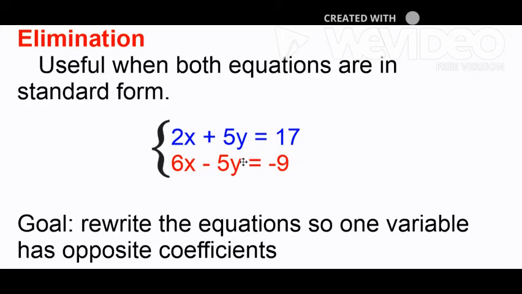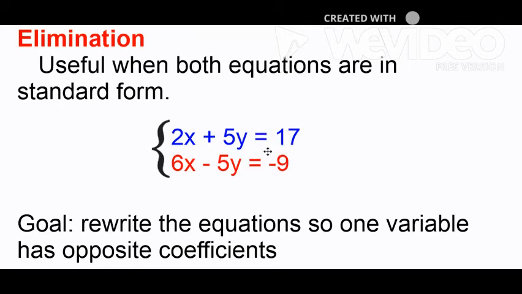Now, using substitution would be a huge pain because I don't have x or y by itself, and if I were to get x or y by itself in either equation, it would take a lot of work. I would end up with funny fractions, and so substitution is definitely not the way to go when you have equations in standard form. This is why we have elimination.